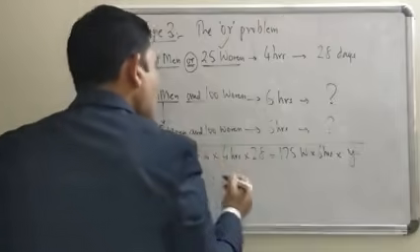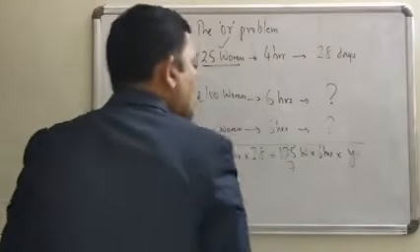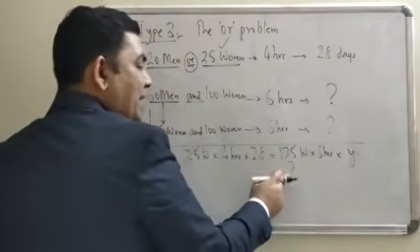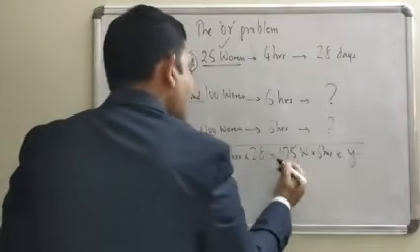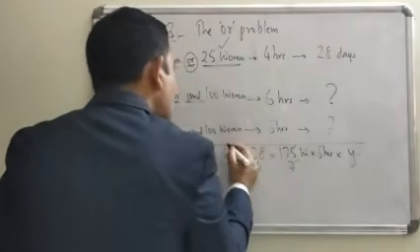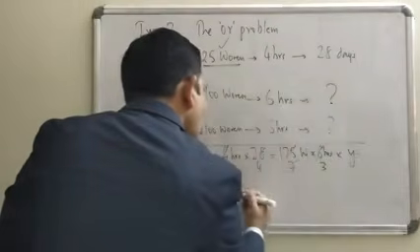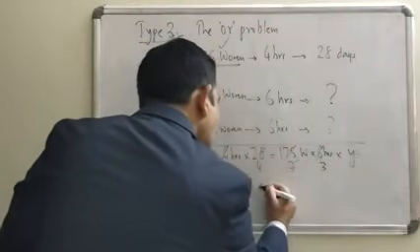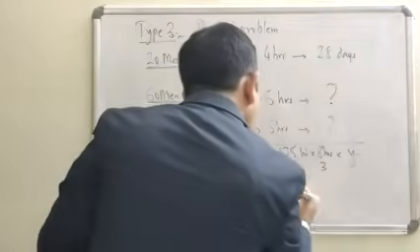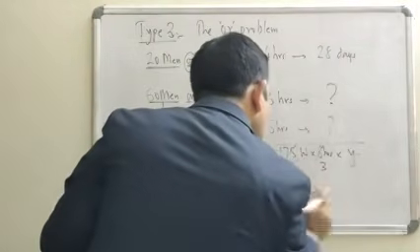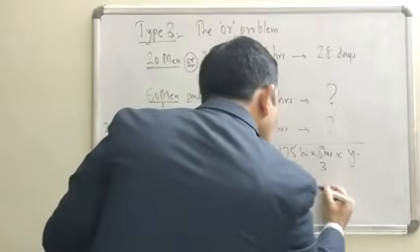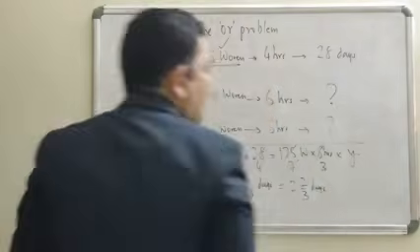So 25 7 times is 175, 7 4 times is 28, 2 times 4, 3 times 6, and y will be 8 by 3 days, and 8 by 3 is also written as 2 2 by 3 days.